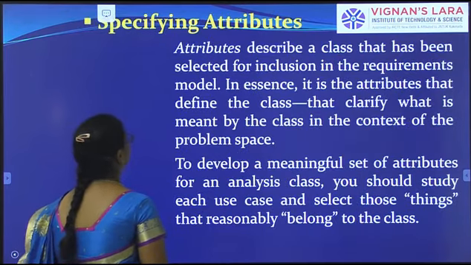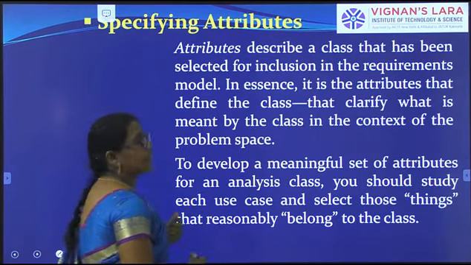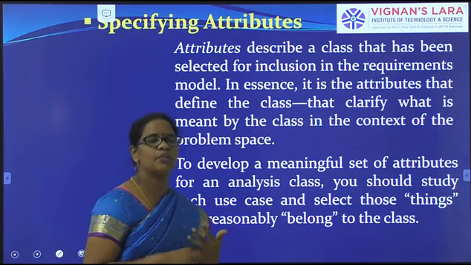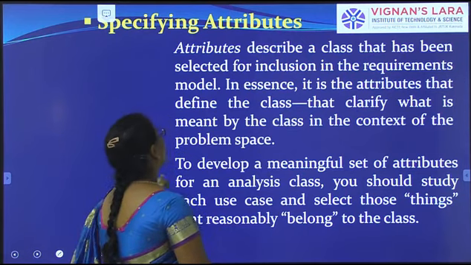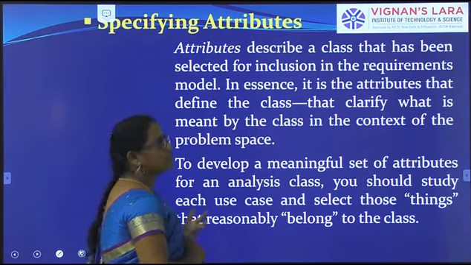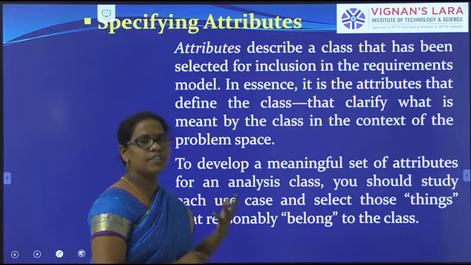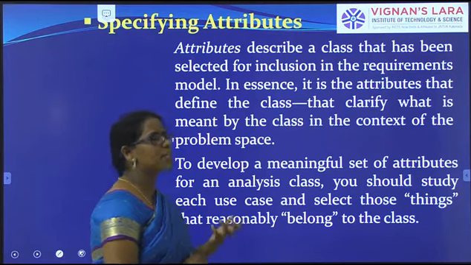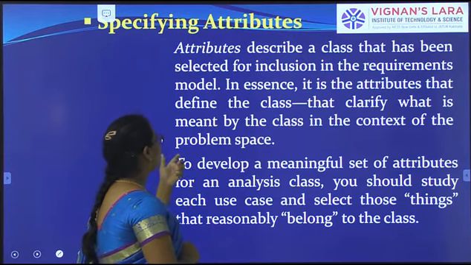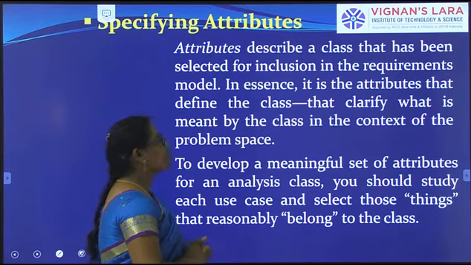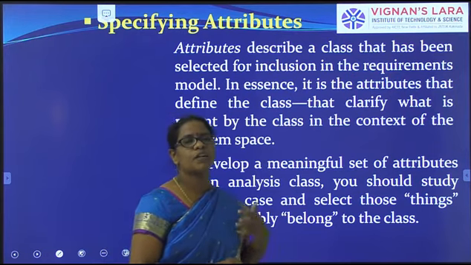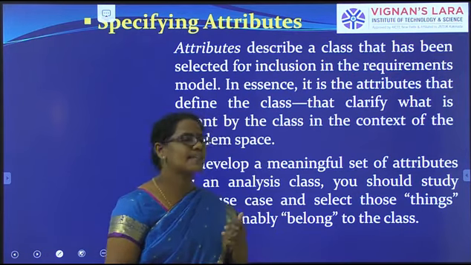And next is specifying attributes. How do we have to specify the attributes? Attributes describe a class that has been selected for inclusion in the requirements model. Attributes are nothing but variables. What are the variables we are using in that class? In essence, it is the attributes that define the class, that clarify what is meant by the class in the context of the problem space. Based upon the variables you are using, based upon the attributes, we have to define the class.